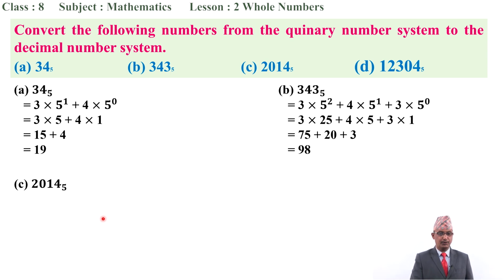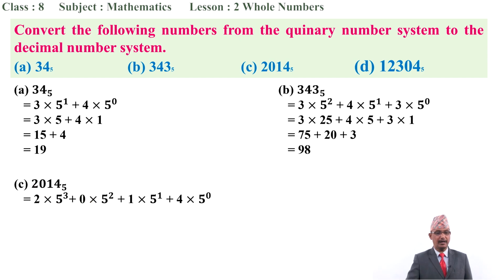Yes, you are correct. 2 times, and after 2 how many digits are here? 3, 1, 2, 3. So 2 times 5 to the power 3 plus 0 times, and after this 0 there are only 2 digits, 1 and 4. So 0 times 5 to the power 2. Similarly, this 1 times, and after this 1 there is only 1 digit. So 1 times 5 to the power 1 plus 4 times, and after this 4 there is no digit. So we write 5 to the power 0.